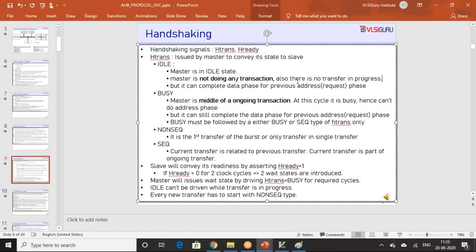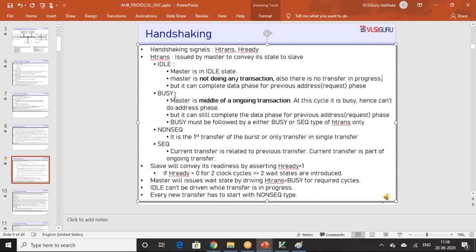But it can complete the data phase of the previous address phase. Whatever data transfers are pending, it can complete, but it cannot initiate any new transaction. The whole point is what? It can't initiate any new transaction, but it can complete the ongoing transaction.